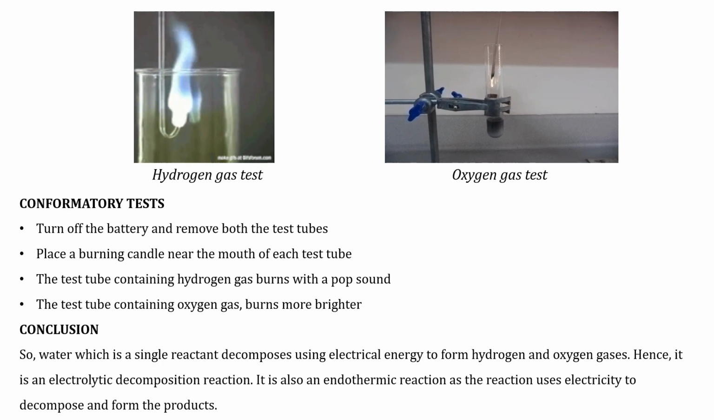Confirmatory test for hydrogen gas and oxygen gas. Turn off the battery and remove both the test tubes. Place a burning candle near the mouth of each test tube. The test tube containing hydrogen gas burns with a pop sound. The test tube containing oxygen gas burns more brightly. So, water, which is a single reactant, decomposes using electrical energy to form hydrogen and oxygen gases. Hence, it is an electrolytic decomposition reaction. It is also an endothermic reaction as the reaction uses electricity to decompose and form the products.